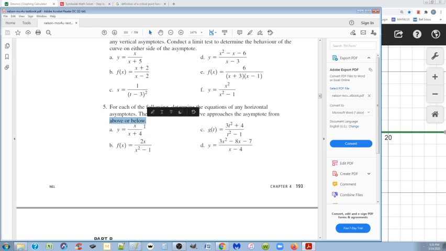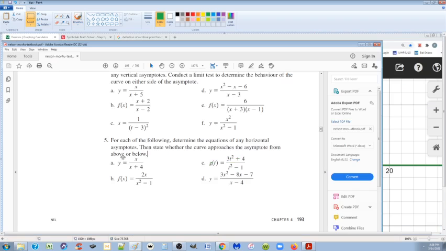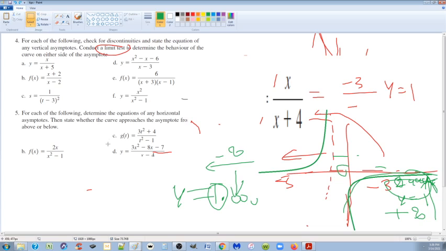See, from above or below. So that's well worth doing. So I think we did that. I think we did A, right? Yeah, we did do A.